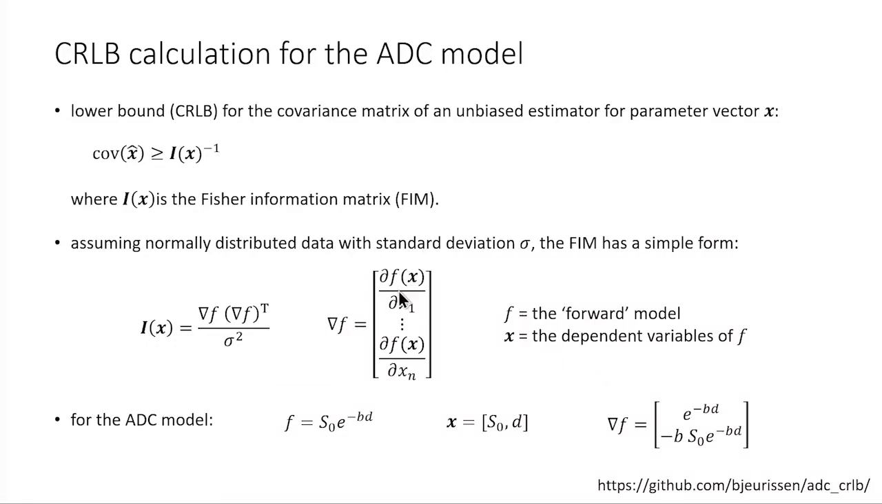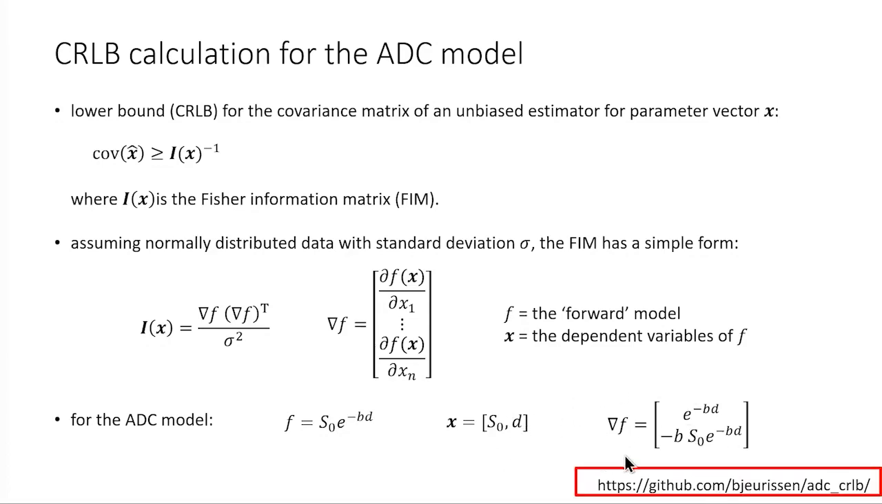So let's apply what we have learned about the CRLB to this specific model. So the forward model F is now simply this exponential decay model. The dependent variables are the non-diffusion weighted signal S0 and the apparent diffusion coefficient D. So we just have to calculate the partial derivatives of this function with respect to S0 and D, put them in a vector, multiply that with the transpose. Then we have the Fisher information matrix, which is a small 2x2 matrix, invert it, and then on the diagonal of that we end up with the variances of S0 and the ADC.